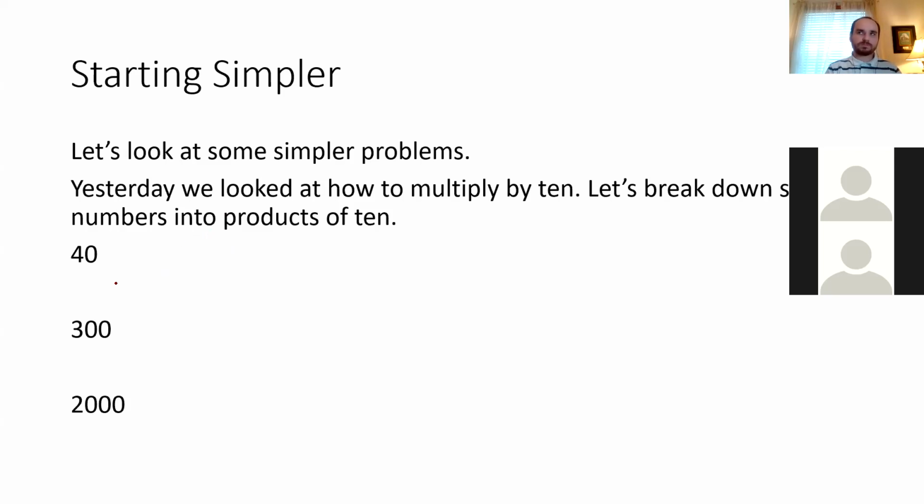40. It's 4. No, it's not. So I'm going to have a times 10. What number goes in front? 4. Yeah, it's just 4 times 10. What about 300?